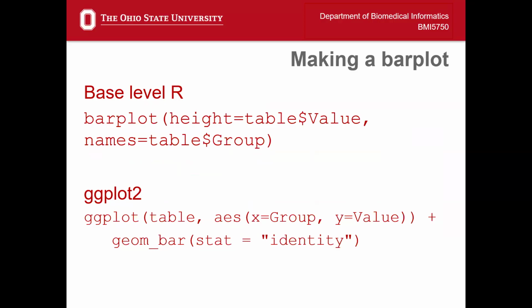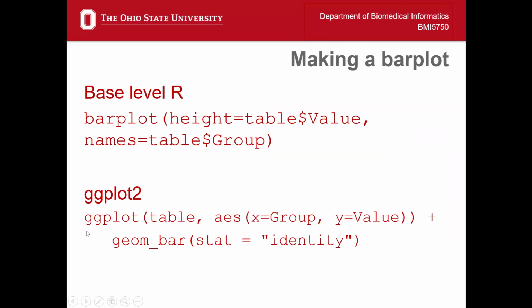So we're making a bar plot. In base R, the function is barplot. We tell it the values for the heights, which would be a vector. And then we tell it the values for the names, which would also be a vector. They're being pulled from our table, referring to table$column.